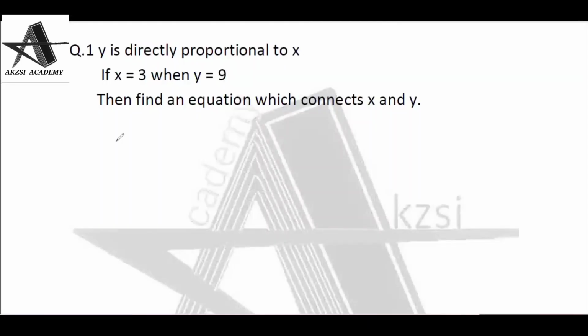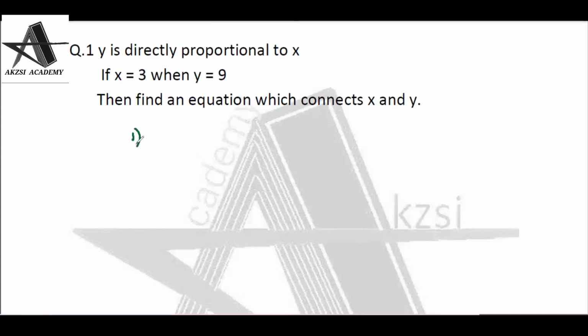You can see the first question, it says y is directly proportional to x. If x equals 3 and y equals 9, then find an equation which connects x and y. I would suggest you go through the theory first and then come here. See, it says that y is directly proportional. I have cleared that we have to follow 4 steps. Whether we are doing questions on direct relationship or inverse, we always have to follow just 4 steps.